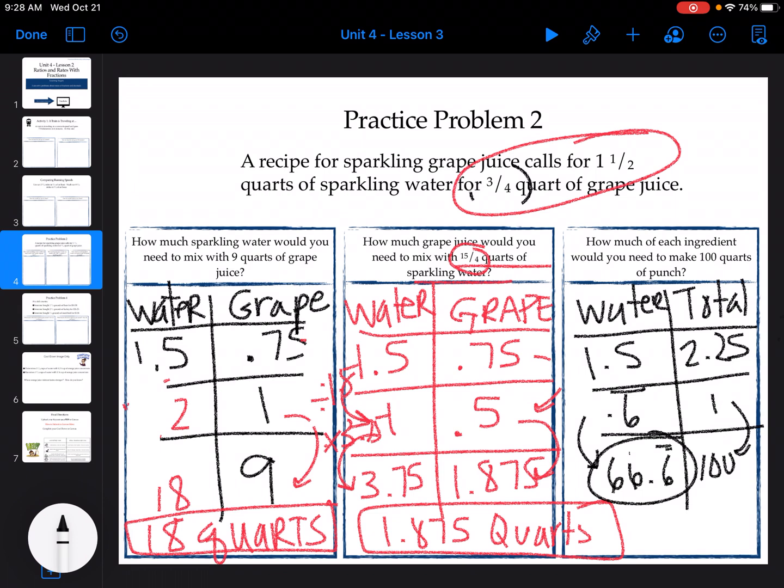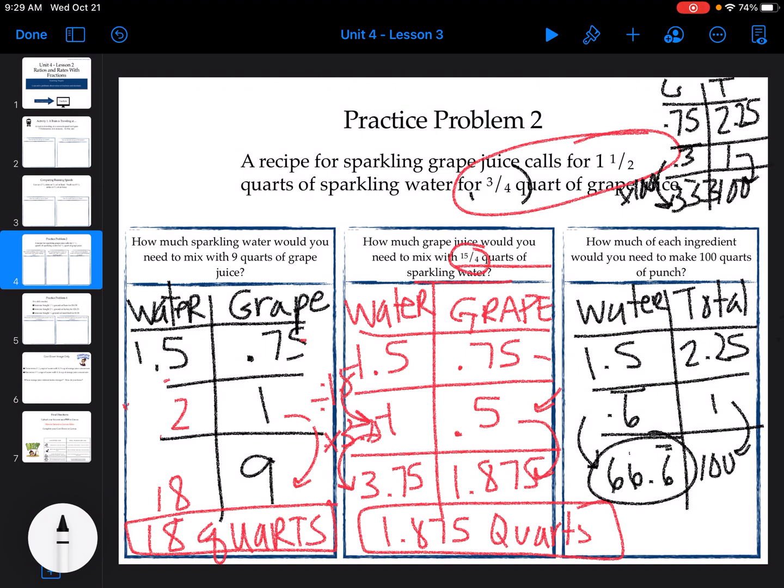So now I have to figure out the grape juice. Same thing. I'll put it up here. So I have 0.75, and that's going to be 2.25 because that's the total. And this is the grape juice. I want to figure out what it is for 1. So I'm going to do 0.75 divided by 2.25. And I get 0.3 repeating. So I'm going to multiply by 100. And I get 33.3 repeating.